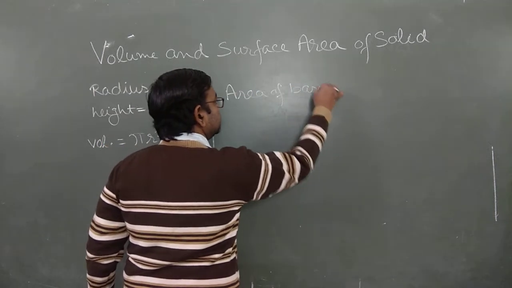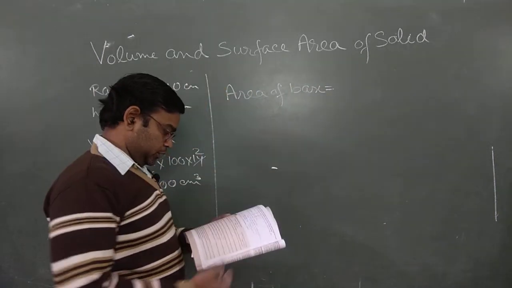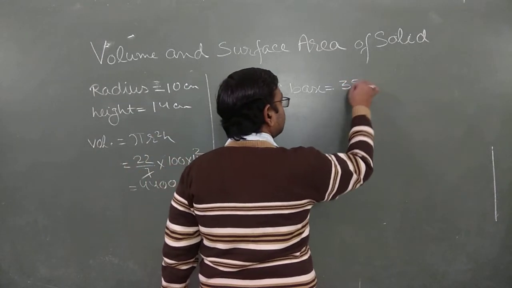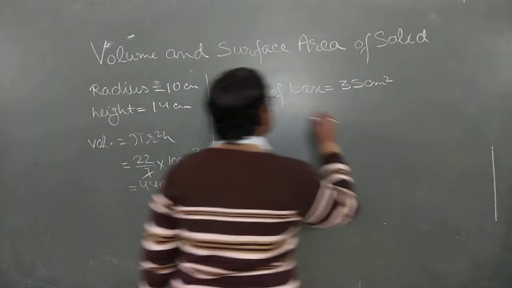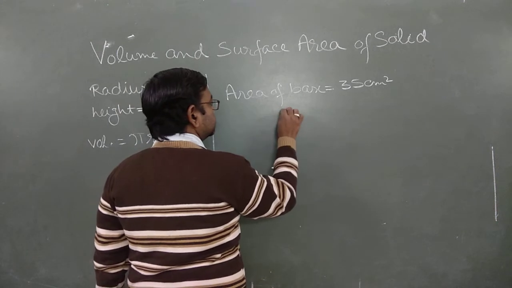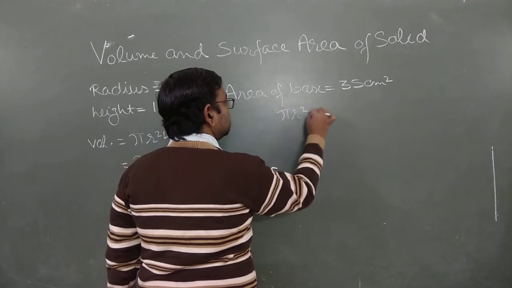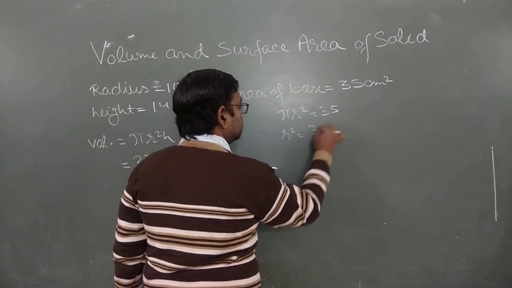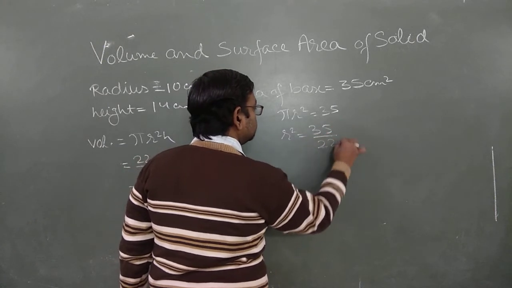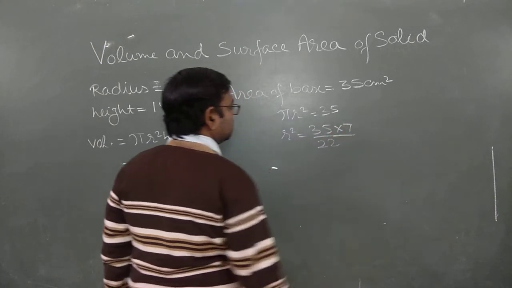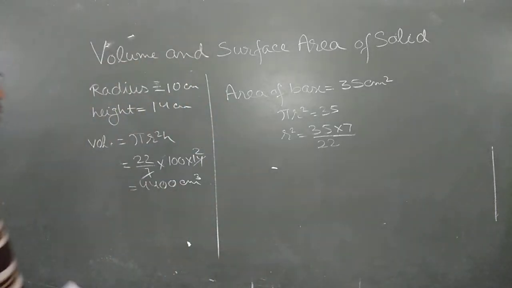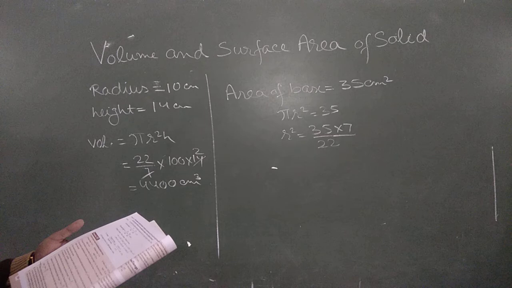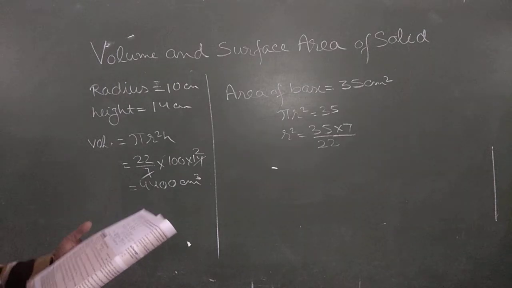Area of base is given to us. It is 35 centimeter square. And area of base, we know, is pi r square equals 35, so r square equals 35 upon 22 into 7. And its height is 12 centimeter. What will be the volume?